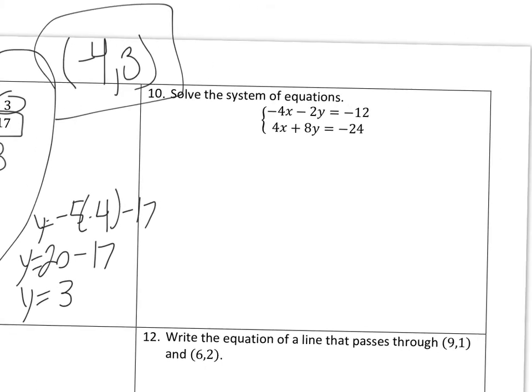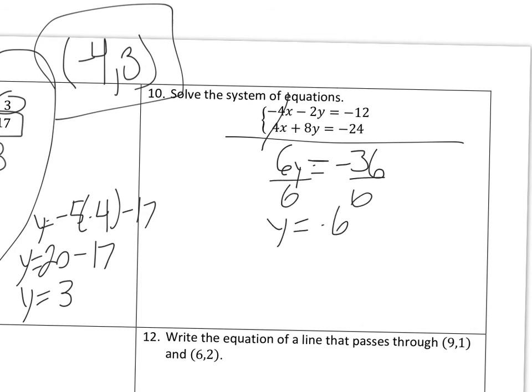Number 10, solve the system. Now notice how the x's are lined up, the y's are lined up, and the constants are lined up, so we can use elimination. Negative 4x plus 4x is 0. Negative 2y plus 8y is 6y. Negative 12 minus 24, so I'm going further negative 24 units, gives me negative 36. Divide both sides by 6, and I get y equals negative 6.